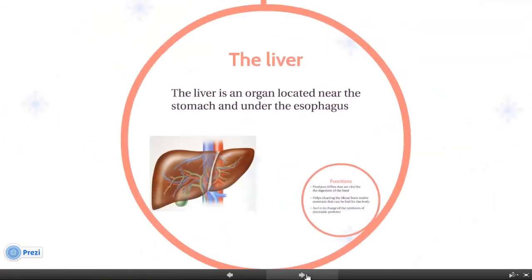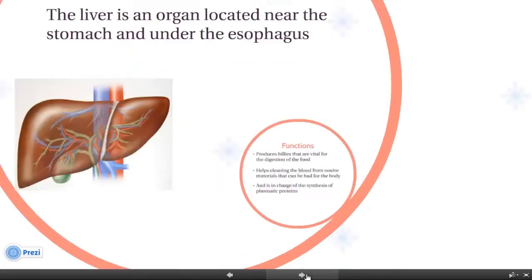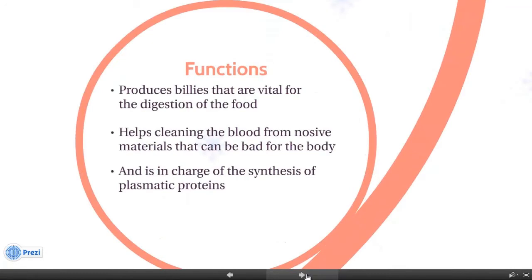The liver. The liver is an organ located near the stomach and under the esophagus. Functions: 1. Produce bile that is vital for the digestion of the food. 2. Helps cleaning the blood from noxious materials that can be bad for the body.